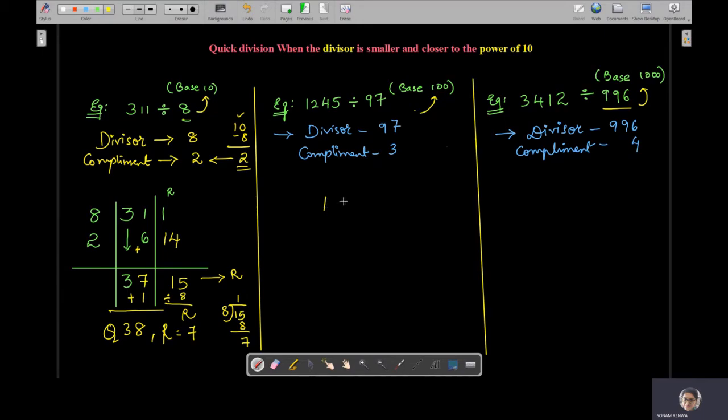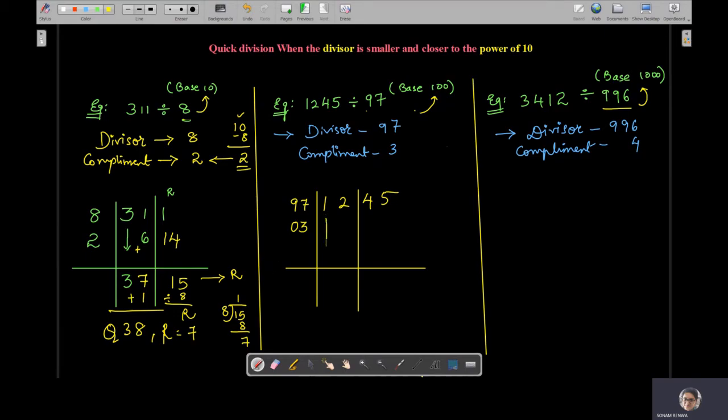Now let us try to understand the next sum with the base of 100. Let me take this number 1245 and make the partitions. The first partition I'll make over here, and for the second partition, since I have 2 digits, I will make a partition from the right-hand corner towards the left, 2 digits. Then this would be one more partition. Now, let me write the values. The divisor value is 97 and the complement for it is 3. Since it is a 2-digit number, I will write 03 over here.